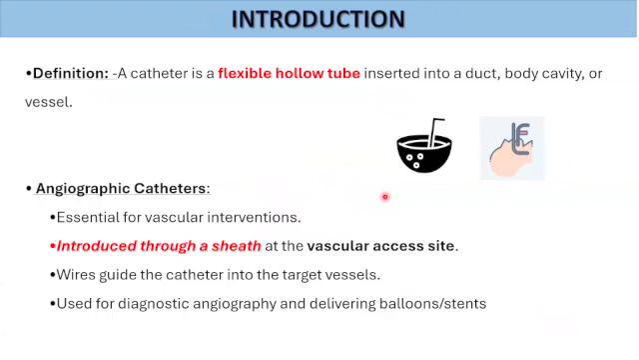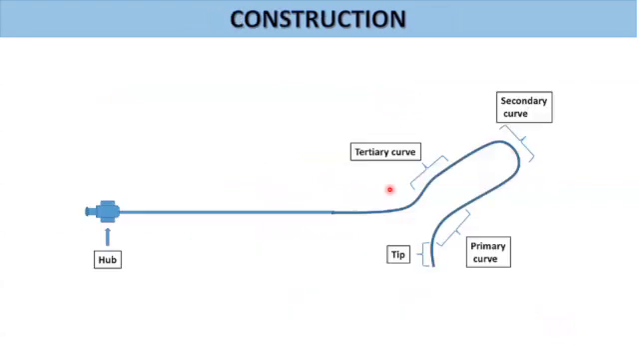And what is a catheter? A catheter is any hollow tube which is inserted in a duct or body. It is introduced usually through a sheath in a vascular access site. A catheter has a primary curve, a secondary curve, or a tertiary curve. All catheters may not necessarily have a primary, secondary, or tertiary curve. So straight catheters have no curve, and some catheters have a primary or a secondary curve. I will show you when it comes.